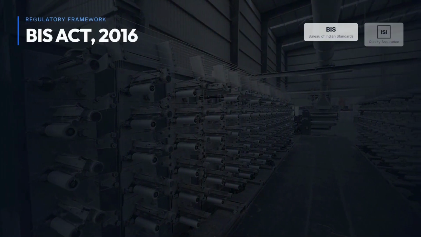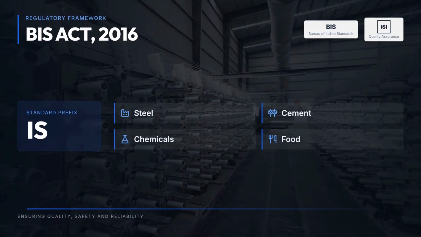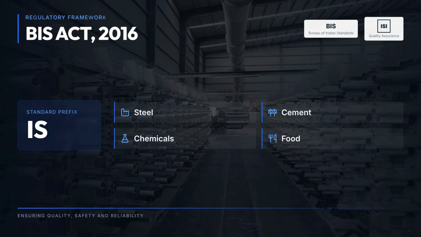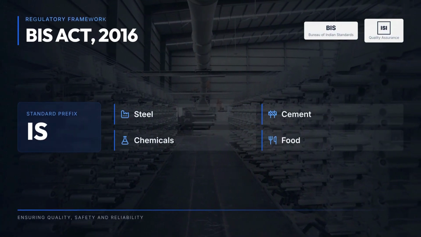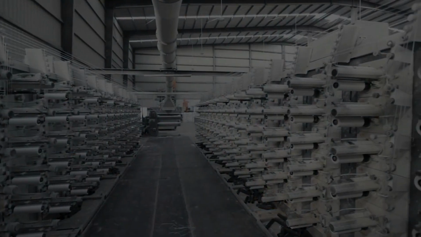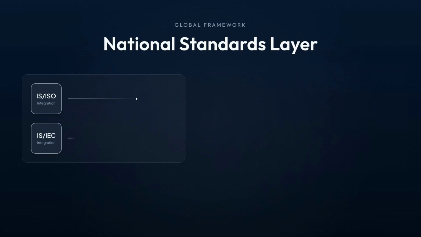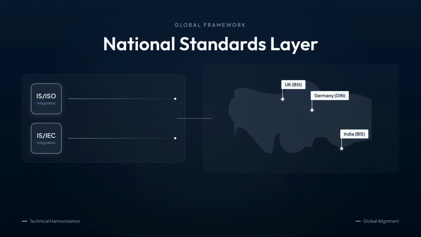BIS is India's national standards body, established in 1987. Standards published by BIS carry the prefix IS. They also operate product certification and hallmarking schemes, including the familiar ISI mark. BIS also adopts international standards, designated as IS/ISO or IS/IEC. It represents the national standards layer for India, just as BSI serves the UK or DIN serves Germany.